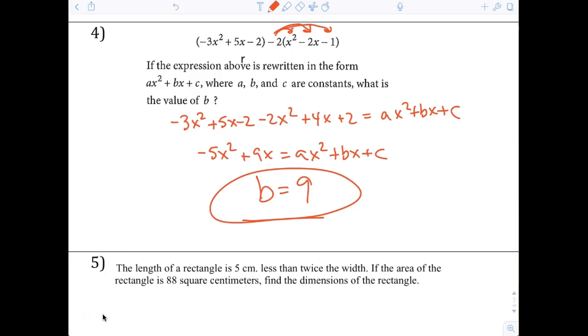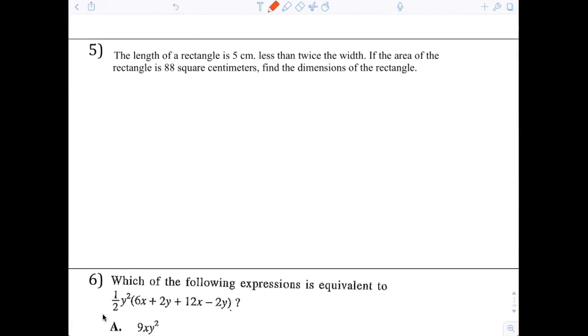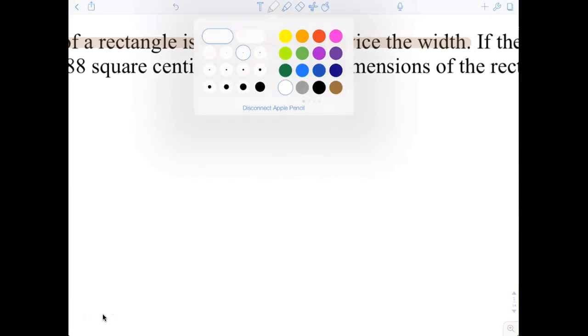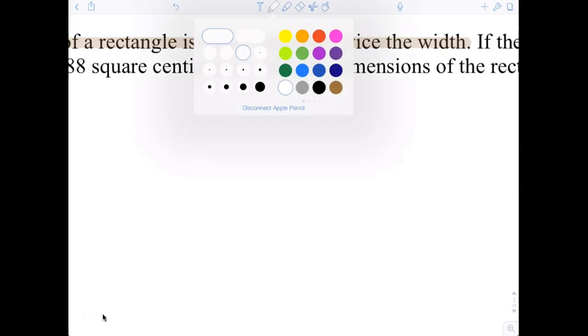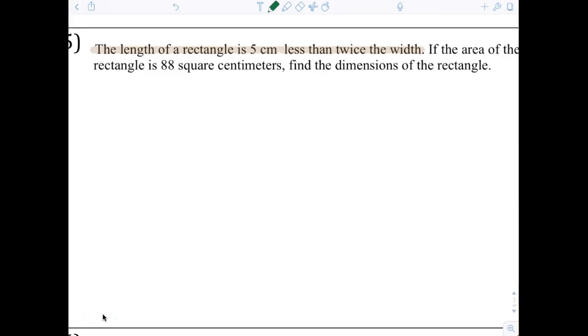All right? Now, number 5. The first thing I want you to do is translate. The only thing I'm interested in is translate this sentence right here into an equation. And somebody last period thought it was 5 centimeters, period. It's not what that means. Right? All right. I want that translated on your paper. The length of a rectangle is 5 centimeters less than twice the width. I want that written. I want it translated right now.